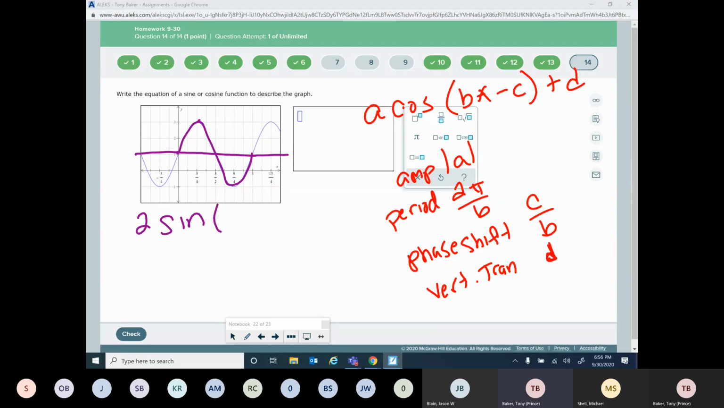Now we've got to figure out, most of these problems do not have a phase shift, thankfully. Some of them do, but most of them do not. But they do have a vertical translation, and they do have a period. So we do have to figure out our period first. So my period in this case from here to there is 3. So I've got 2 pi over b equals 3. So b equals 2 pi over 3. So it's 2 pi over 3x. We're not going to have a phase shift, but I do have a vertical translation.